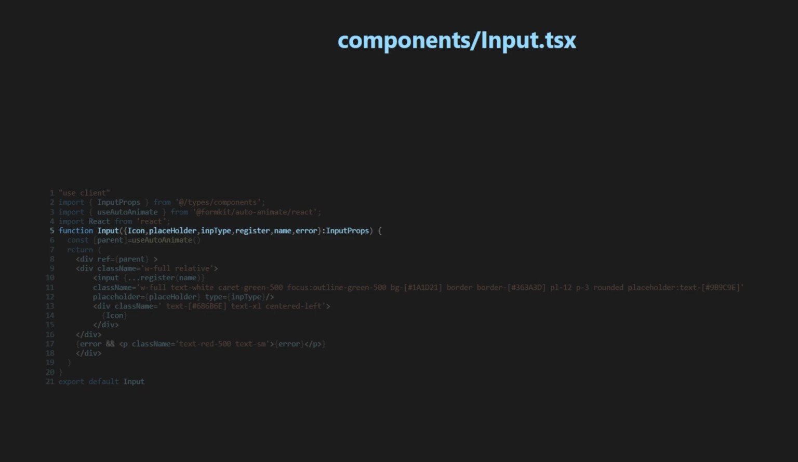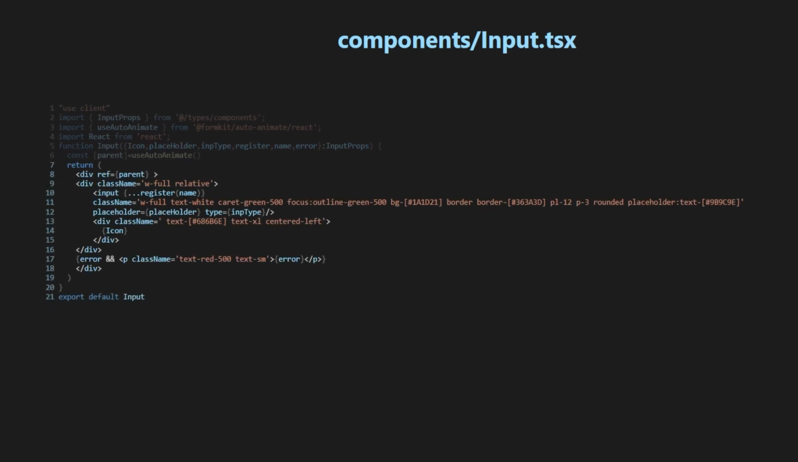Now let's render the input field and the associated icon. We apply several Tailwind CSS classes to style the input field. The input has a dark background, white text, and a green caret. We also add padding and rounded corners for a polished look. The icon is positioned absolutely to the left of the input field, providing a visual cue for the user.